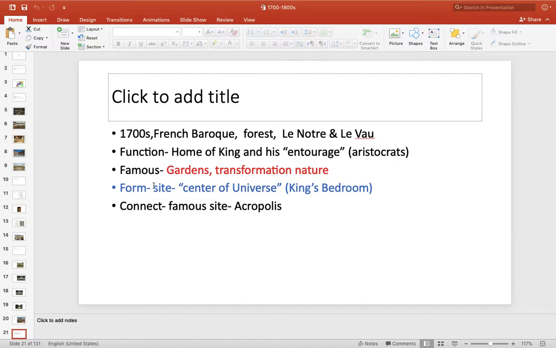The form, for architecture, we want site. He's the center of the universe. His bedroom is the center of the universe. Connection, another famous site. How about the Acropolis?